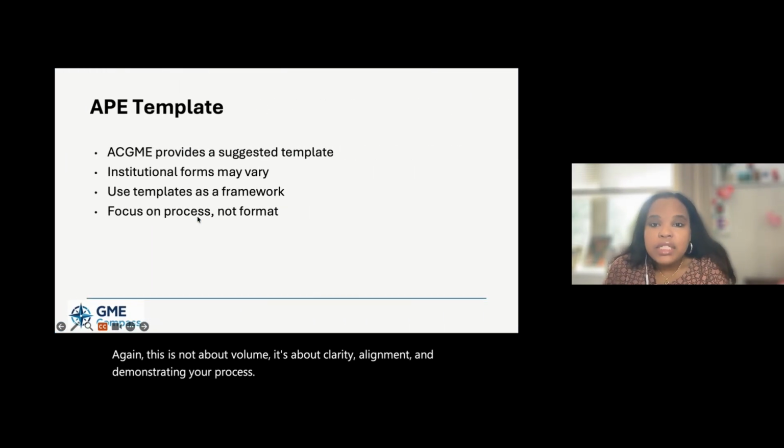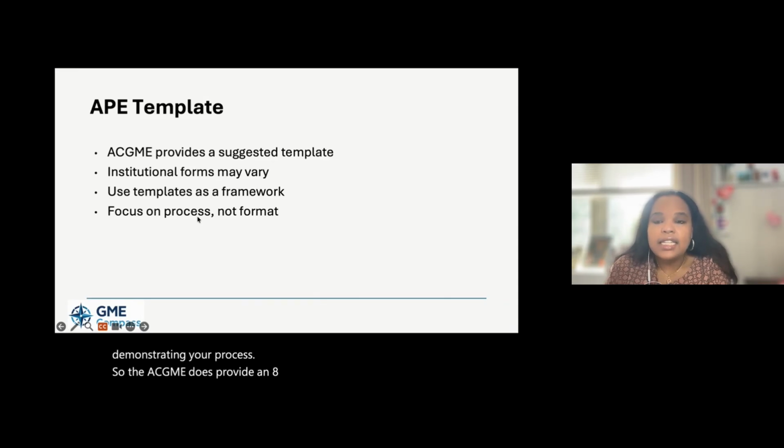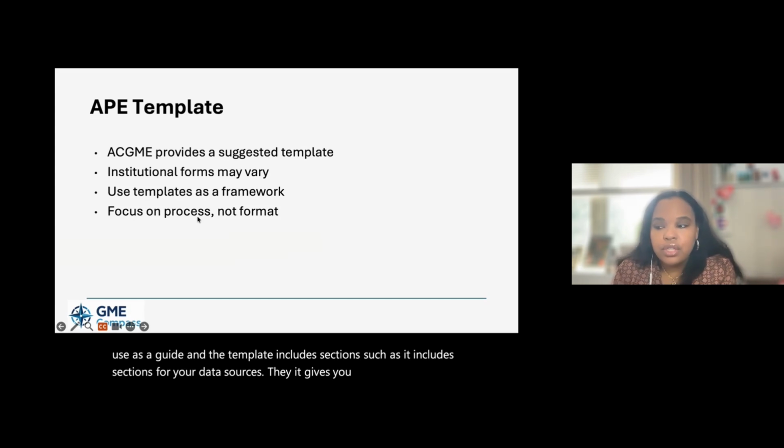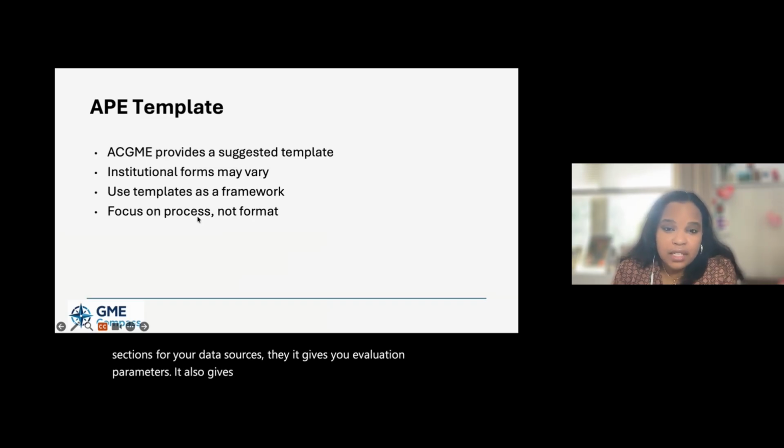So the ACGME does provide an APE template that programs can use as a guide. The template includes sections for your data sources. It gives you evaluation parameters. It also gives you key findings and also action plans, or a template for action plans.